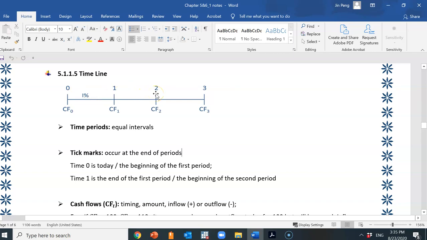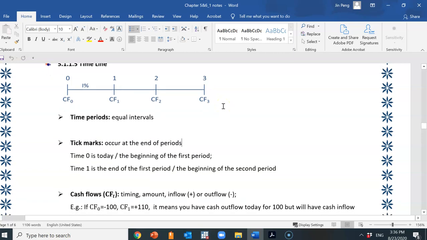Time 2 means the end of the second period or the beginning of the third period. Time 3 means the end of the third period or the beginning of the fourth period. Okay, and then we have cash flows shown below the timeline. We have the timing, amount, and the sign for the cash flow showing if it's an inflow or outflow.